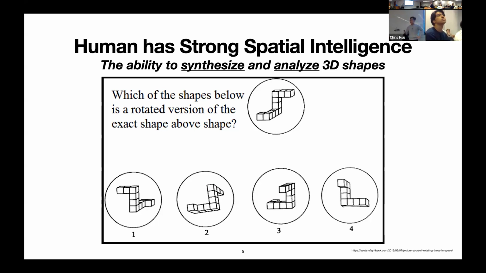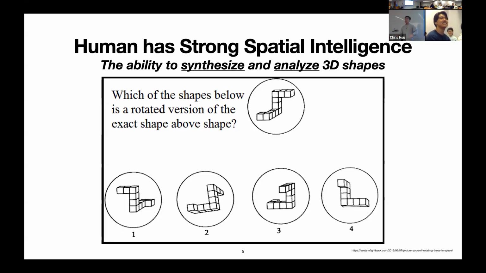Just to make sure everyone's awake, let's have a raise of hand. Who thinks the answer is A? 1, 2, 3, 4. So all of us have spatial intelligence. At least we are able to get to the answer in some way. I'm not going to release the answer until the end, so you need to stay with me.